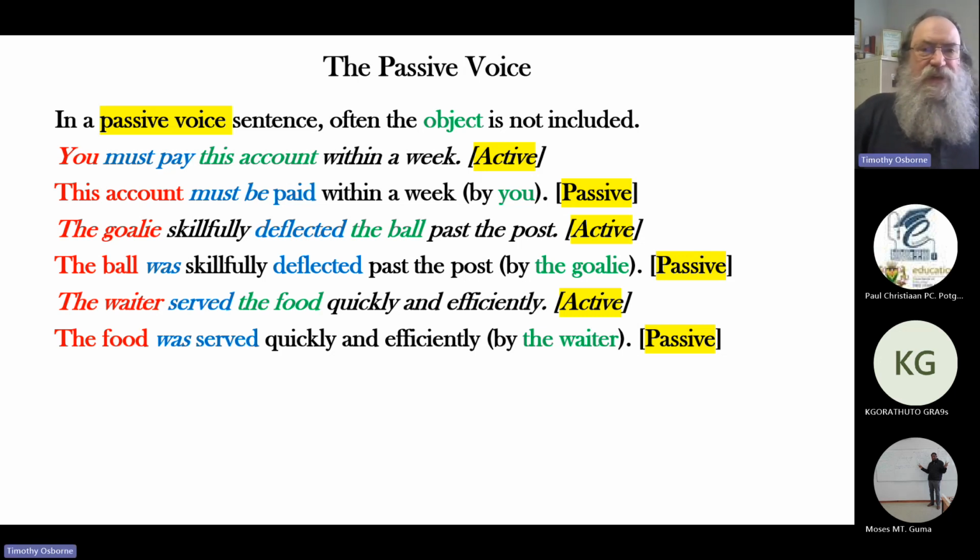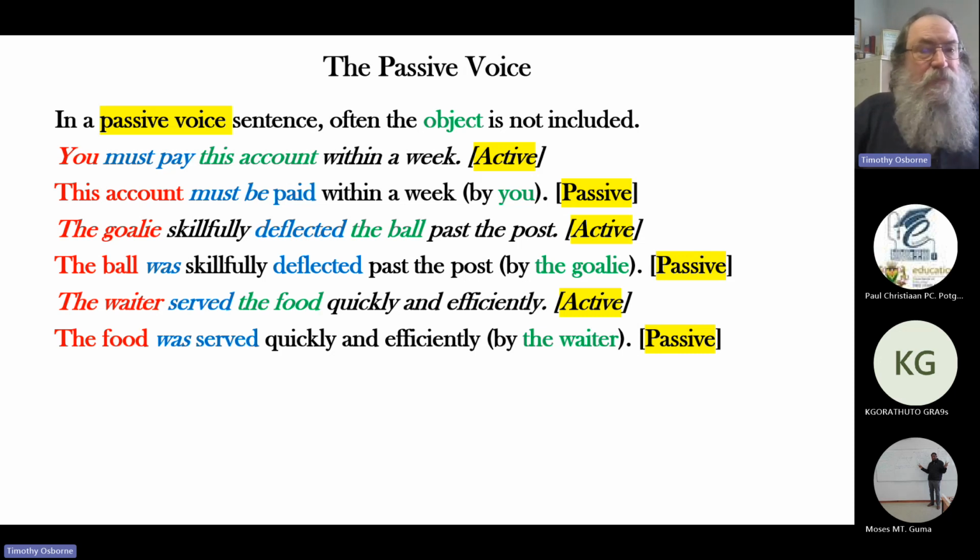The goalie skillfully deflected the ball past the post. Okay, now that's in your active voice. Now let's look at it in the passive voice. Take a look here. The ball was skillfully deflected past the post. You can see that as the announcer going on with such great enthusiasm about this exciting game. The ball was skillfully deflected past the post, and then he'll carry on. He won't actually say by the goalie, although that's what it means.